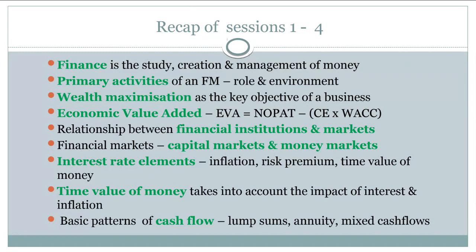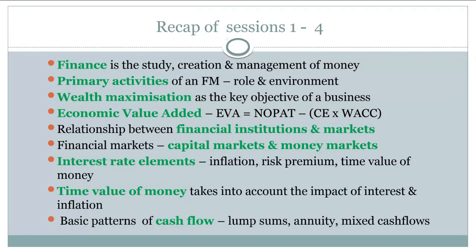So our basic patterns of cash flow that I was talking about are lump sums, which is what we're going to look at today, annuities, which we will do on Tuesday, as well as mixed cash flows. I'll explain annuities and mixed cash flows when we get there. But those are the 3 different kinds of cash flow you can get.